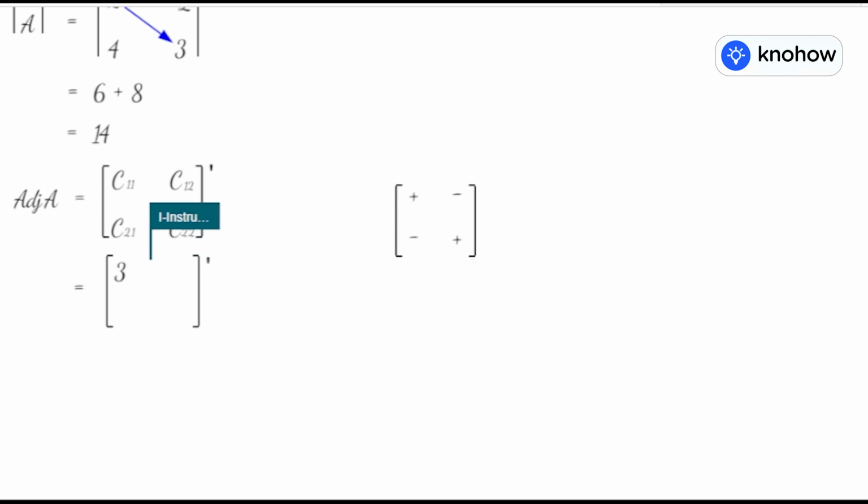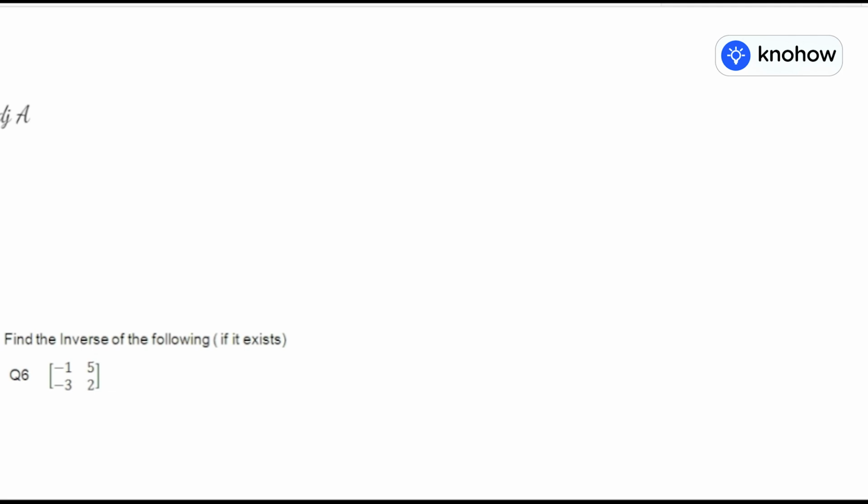For 3 it will be 2 with the same sign, so 3, 2. For 4 it is negative 2 with the changed sign, so it will become 2. And for negative 2 it is 4 with the changed sign, so it will become negative 4. So 3, negative 4, 2, 2, and don't forget to take the transpose. Taking the transpose, you get adjoint A: the elements of the first row, 3, negative 4, will go to the first column and 2, 2 to the second column. So this is the value of adjoint A: 3, 2, negative 4, 2.